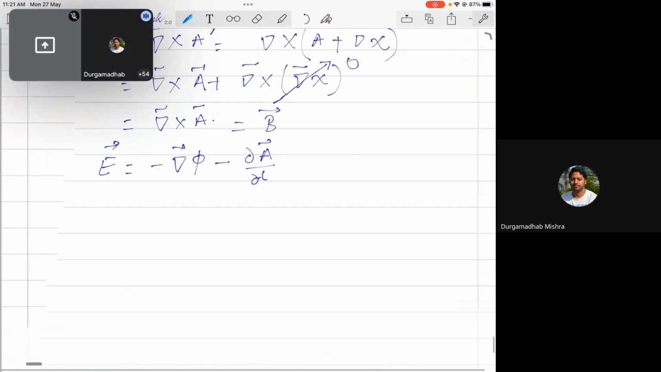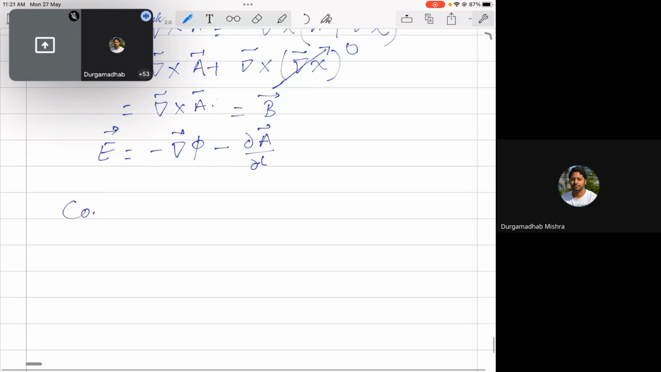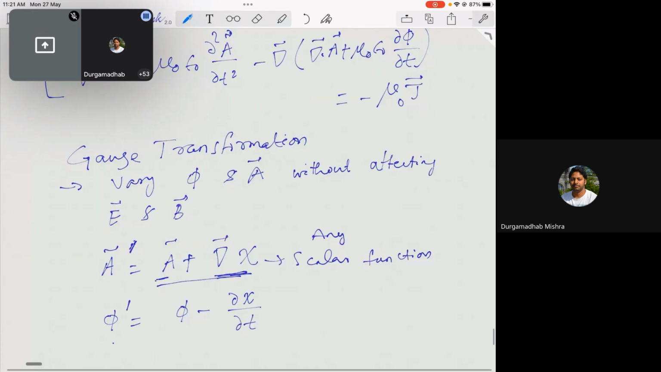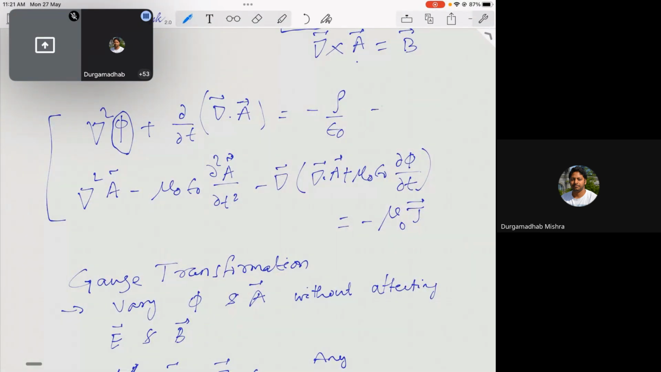There are two such conditions. One is known as the Coulomb gauge, and the condition for this is del dot A is 0. So what does it mean, and how is that going to affect your equations? We go back to these equations again. This is the first equation, and this is the second equation. For the first equation, del dot A is 0 means the second term will be 0.